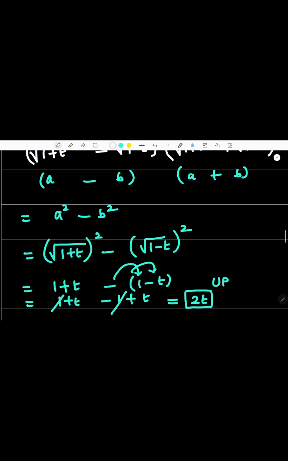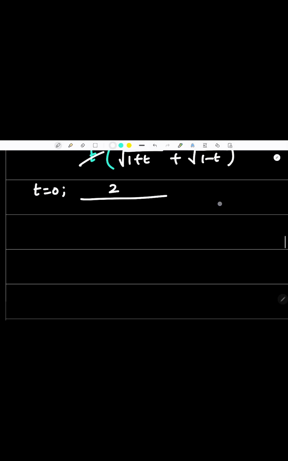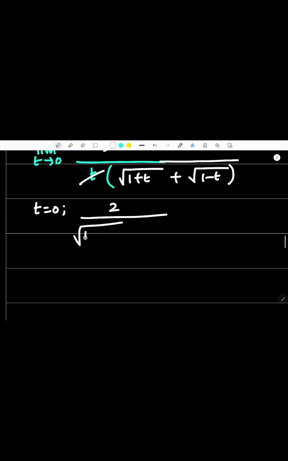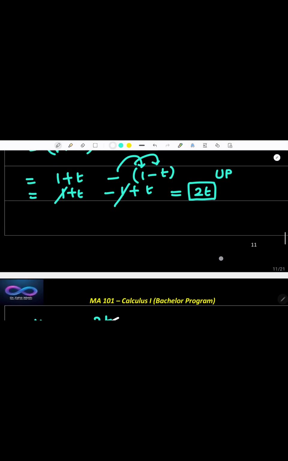1 plus t, 1 minus t. Yes. Now this t gets cancelled. When I put t equal to 0, what will I get? 2 divided by the square root of 1 plus 0, times the square root of 1 minus 0. So this equals 2 divided by the square root of 1, which is what? 1. So it is 1, right? And then this is plus 1. So this becomes 2 by 2, which is 1. Very, very easy problem.